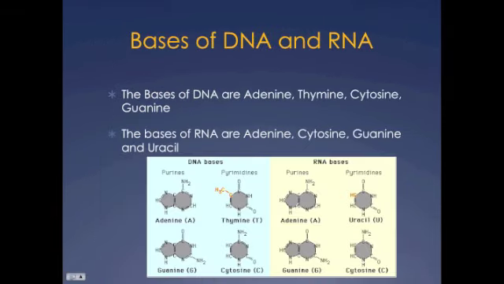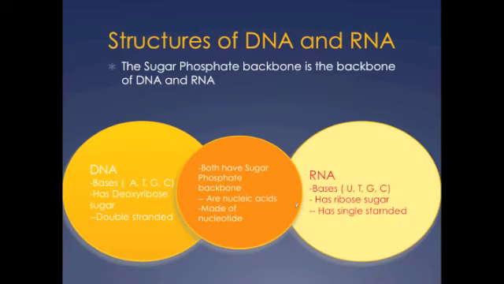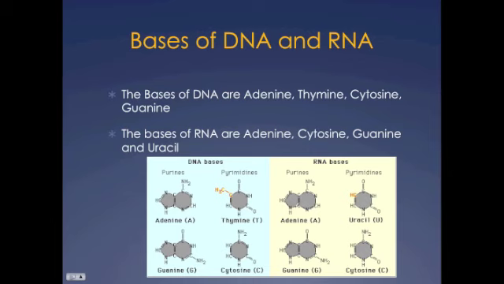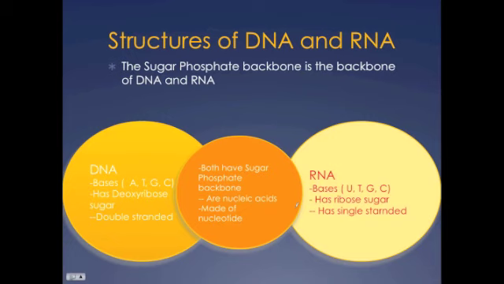We're going to talk about the bases of DNA and RNA. So the bases of DNA are adenine, which is A, thymine, which is T, cytosine, which is C, and guanine, which is G. The RNA bases are adenine A, cytosine C, guanine G, and instead of thymine, uracil. So you can see in this picture, RNA has a uracil instead of thymine. Also, let me just quickly talk about the base pairings. So in DNA, A matches with T and C matches with G, while in RNA, A matches with U and C matches with G.